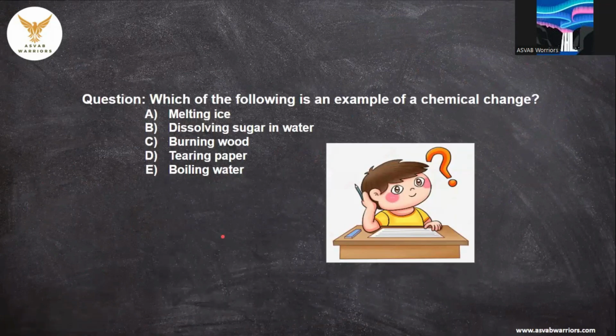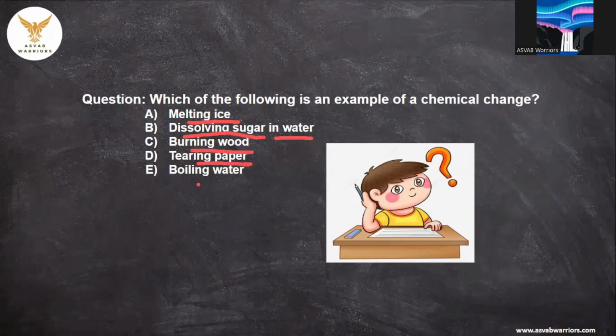So this is a question for you. I will read this for you. If you know the answer, please write that in the chat box. Which of the following is an example of chemical change? Option A is melting of ice. Option B is dissolving sugar in water. Option C is burning wood. D is tearing paper or shredding of paper. And E is boiling of water. So observe this. All the options, what do you think is the chemical change? Out of these 5 options, only one is the chemical change and the remaining are physical changes.